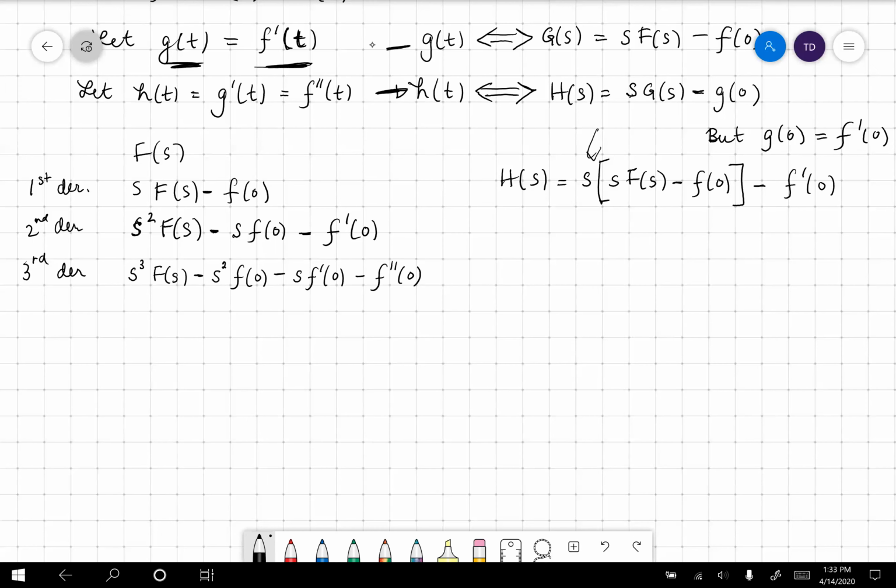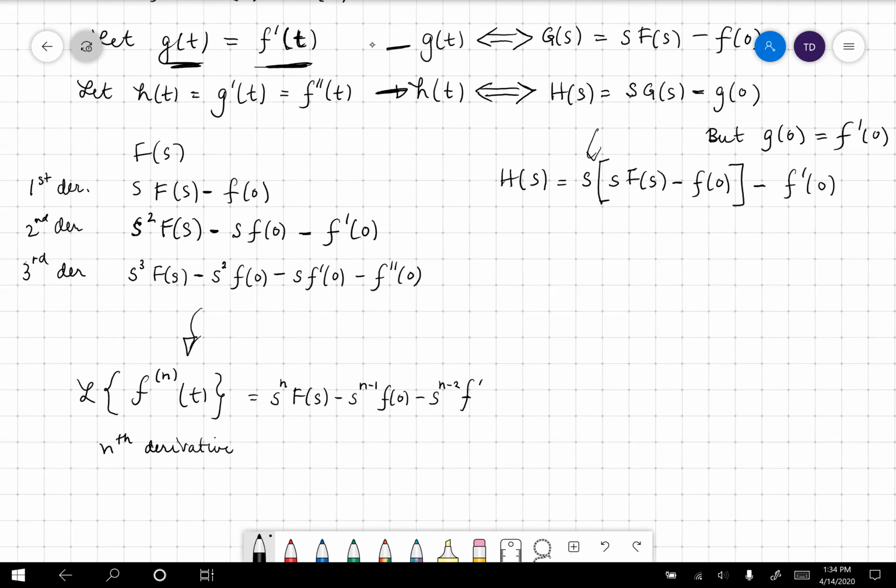So here's the proof of the general form. The Laplace transform of f, and this means, in parentheses, the nth derivative, and that is equal to s raised to the n power times f of s minus s raised to the n minus 1 of f of 0 minus s raised to the n minus 2 of f prime of 0.